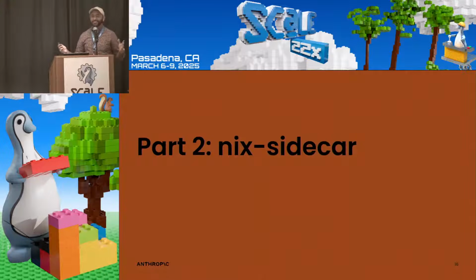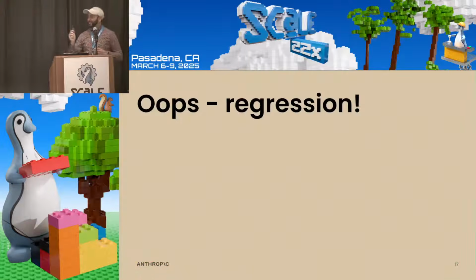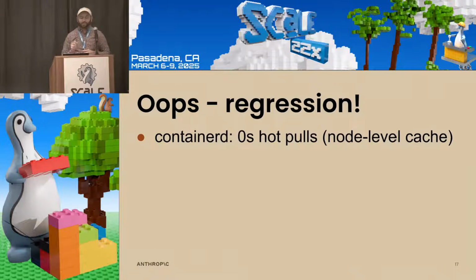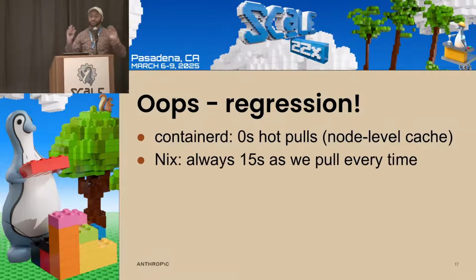Great, everything's solved. What's more to do? Turns out we had a problem with containerd. If you've pulled an image already and you run another job on the same node, then that image is already present and you have a 0-second pull time. It's already there, it's cached, you don't have to do anything.